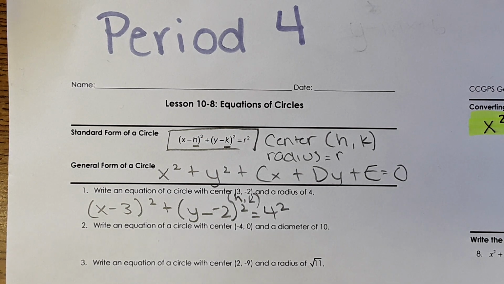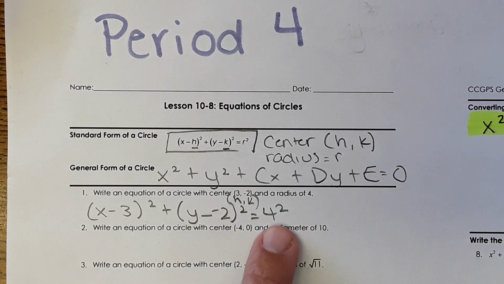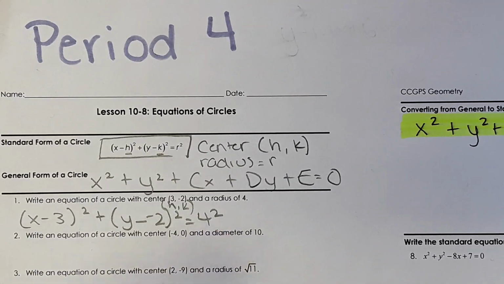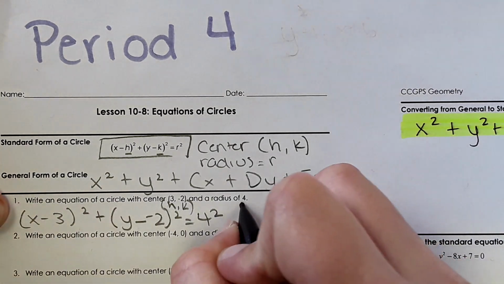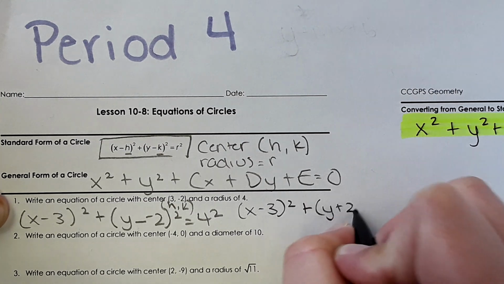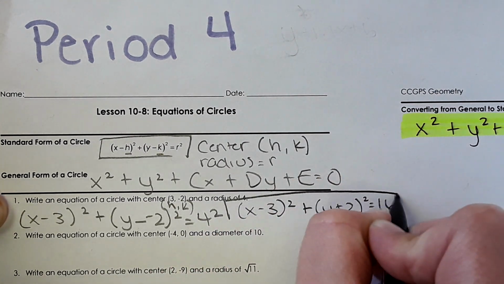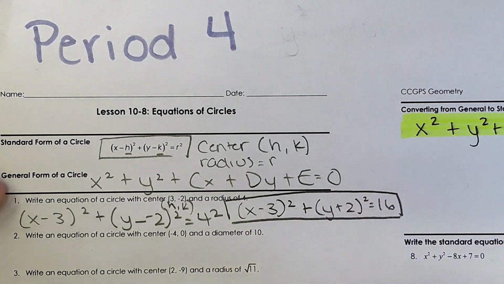And so we're going to do a couple little things just to simplify this. This y minus -2 is going to be y plus 2, and then 4 squared will be 16. So I'm going to rewrite it with those things fixed. And then this is the equation for this circle.